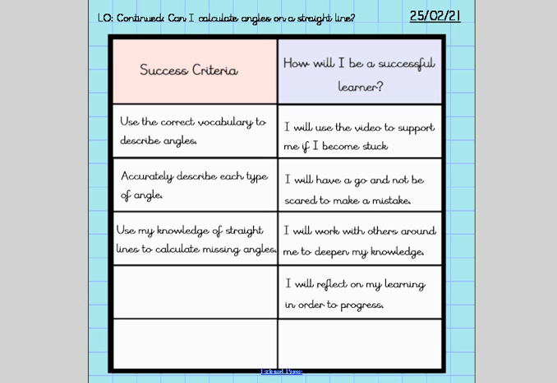Okay, so yesterday there were two angles, one of them was missing. Today there's going to be more than two angles shown, but still only one missing value for you to have a look at to start with.